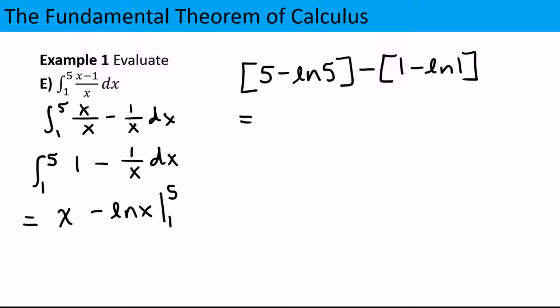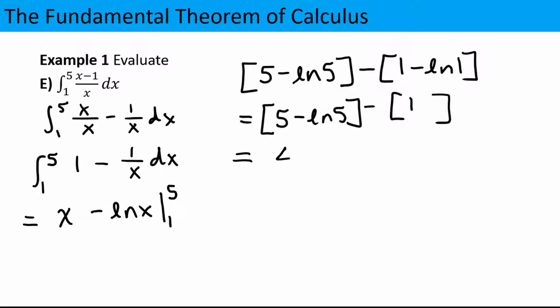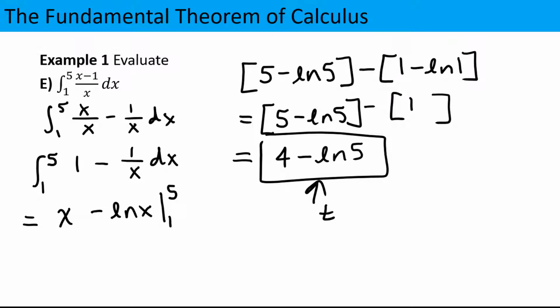Let's proceed. Not a whole lot we can do here. We got 5 minus ln of 5. And for the second set of terms, we've got 1 minus, and the natural log of 1 is just 0, so that doesn't matter. Let's combine like terms. 5 minus 1 is 4. 4 minus the natural log of 5. And this is your answer in exact form.